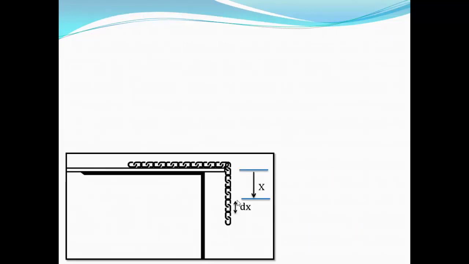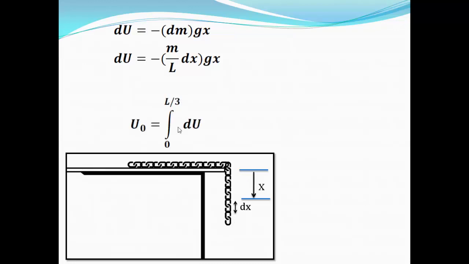The first thing we do here is to find the potential energy of this element. Small potential energy of that element will be equal to minus dm into g x, minus sign because our 0 level is here and we are going downwards. Substituting for dm, we get minus m by L into g x dx. Now to find the total initial potential energy of the length hanging, we integrate from 0 to L by 3 for dU, minus m by L into g constant.